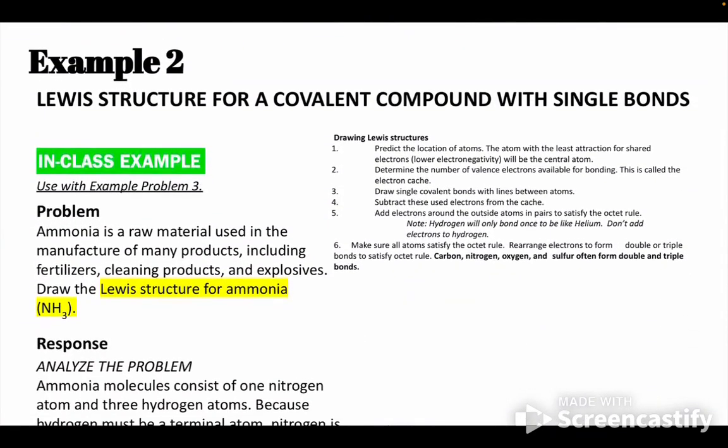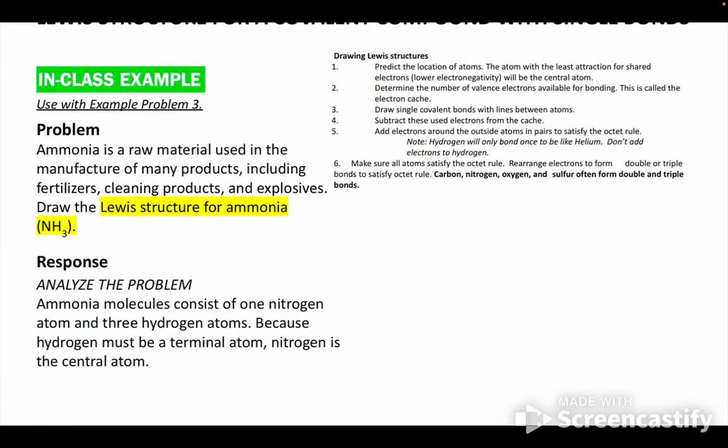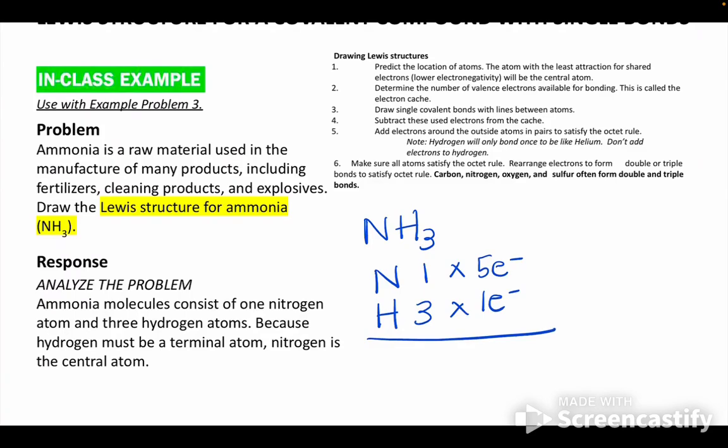Let's show you another one that's a little bit more complex. So this is ammonia, and ammonia is NH3. So nitrogen and hydrogen. We know we have 1 nitrogen, 3 hydrogens. Nitrogen has 5 valence electrons. Hydrogen has 1. So that gives us a total electron cache of 8 electrons.